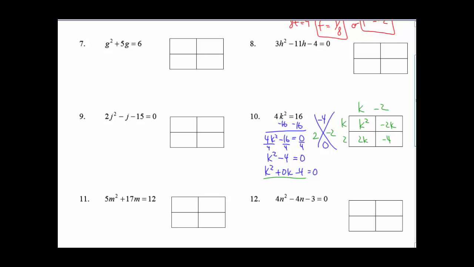Okay, so our factors are k minus 2 times k plus 2 is equal to 0. Set those equal to 0, and we're going to solve for k. So you should have gotten k equals 2 or k equals negative 2.